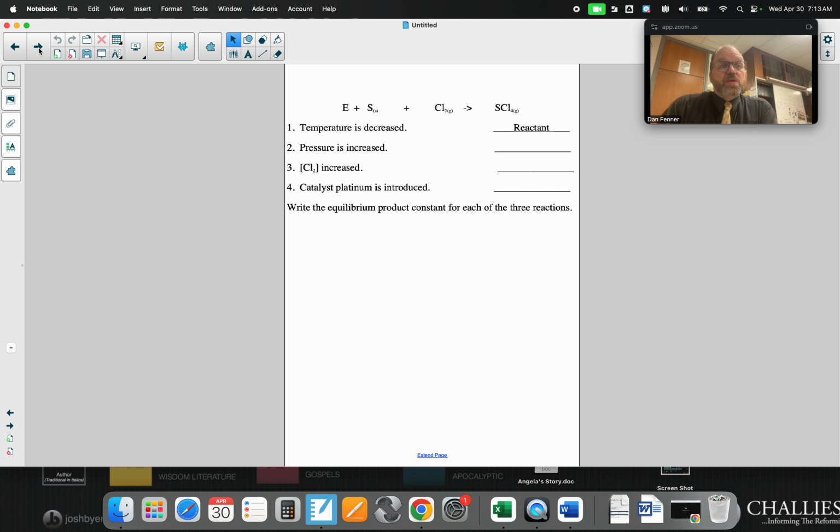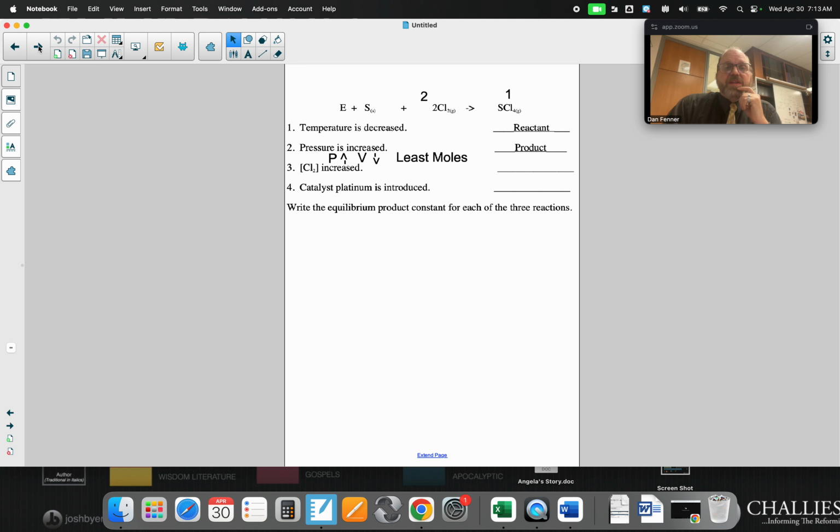Pressure is increased. Now, in order to do pressure, we have to remember to balance the equation first, and that's what we do there. We put 2 in front of the chlorine. And to get moles of gas, we get 2 moles of gas in chlorine and 1 mole of gas in SCl4. We don't count sulfur because sulfur is solid. Solids aren't affected by pressure. So if pressure goes up, that means volume is going down. We decide the least number of moles. Least number of moles will be the product side.